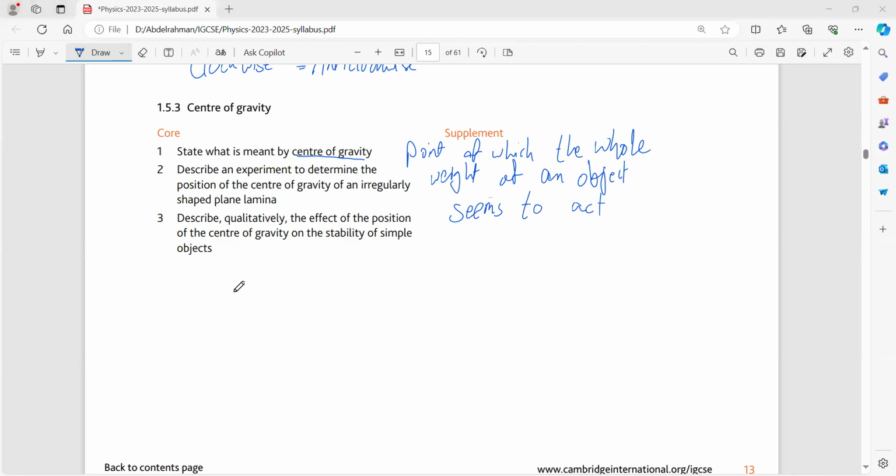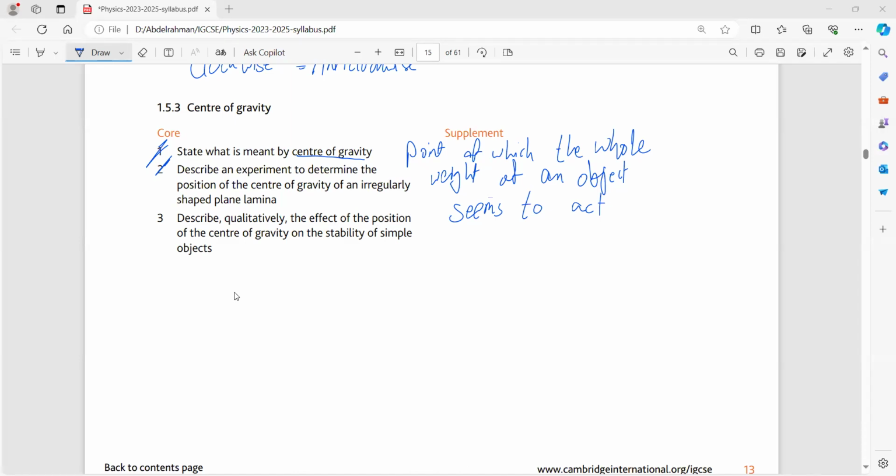We had an experiment to determine the center of mass of an irregularly shaped lamina or piece of card. What did we do? We used to hang this piece of card from a pin. For example, we had a small hole in that card, and then we hung it from a pin. Then we drew a vertical line, not using a ruler.